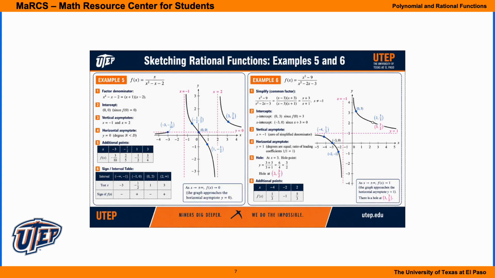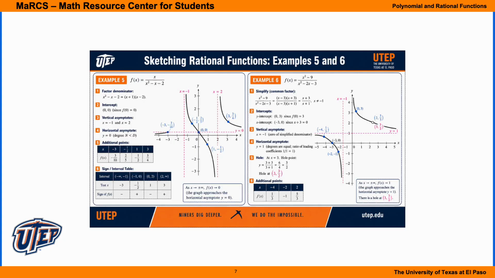Now constructing test intervals from our zeros, we have negative infinity to negative 1, negative 1 to 0, 0 to 2, and 2 to positive infinity. Choosing some test x values within those intervals, negative 3, negative 1/2, 1, and 3. After plugging in those values into the function, we get f of negative 3 is equal to 3/10, so that is positive. f of negative 1/2 is equal to 2/5, which is positive.